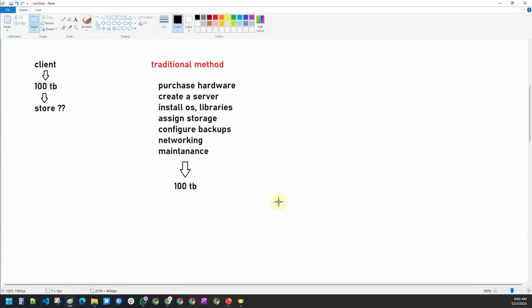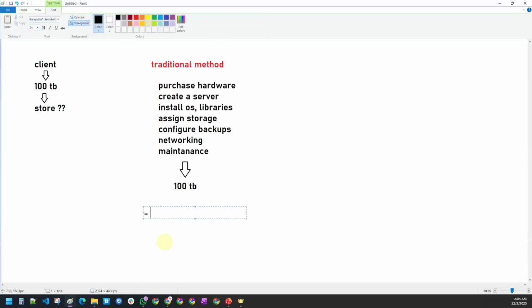So this is the thing. Tell me how much time this will take, how much effort it will take, how much money it will take when you are working in the traditional method. Okay, so it will take a lot of time.